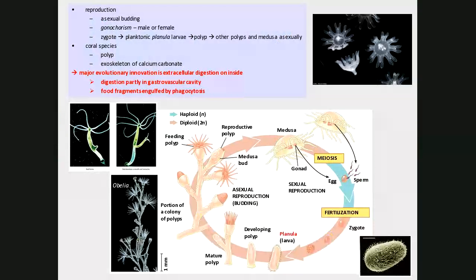So speaking of all that and dispersal and reproduction, first let's go simple. They can asexually bud, like in that picture of the hydra down below. That's a little mini hydra coming out there. So they can asexually reproduce.